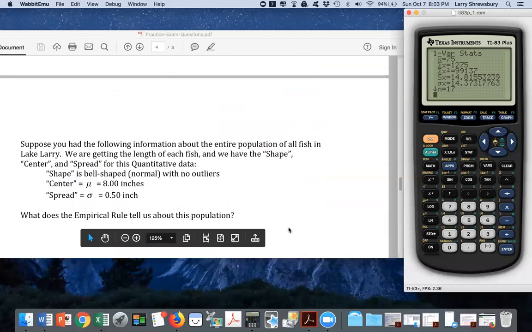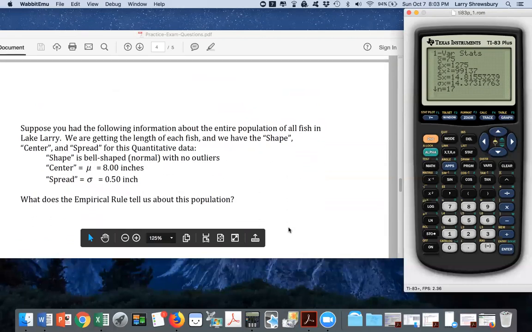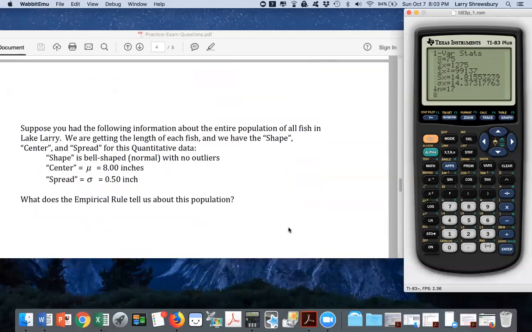Now, let's suppose everything is going your way. What's your favorite shape in the whole wide world? Why, the bell-shaped normal distribution with no outliers, of course. That means you use the population mean and population standard deviation, and not only do you get to use them, we will tell you what they are equal to. Hey, you couldn't ask for more than that.